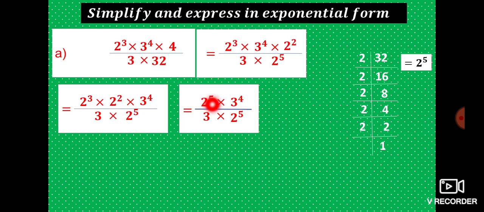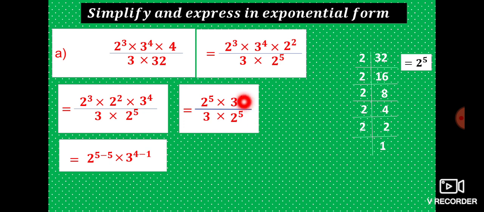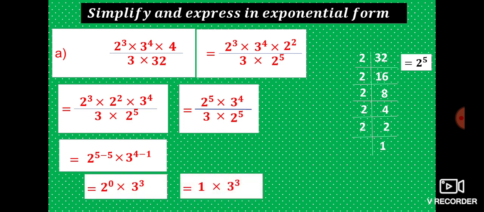Now listen here. These are divisions: 2 raised to 5 by 2 raised to 5, the second law. Here also 3 raised to 4 by 3, division. So when division comes, we subtract the powers. That is 2 raised to 5 minus 5 into 3 raised to 4 minus 1. This is division. You just rewind this video, then you can understand it. 5 minus 5 is 0. 2 raised to 0 into 3 cube. 2 raised to 0 is 1. 1 into 3 cube is 3 cube.